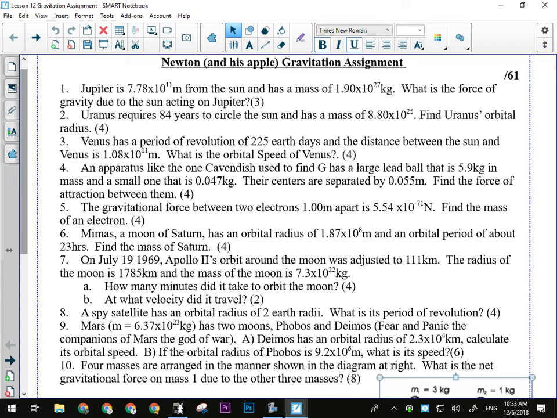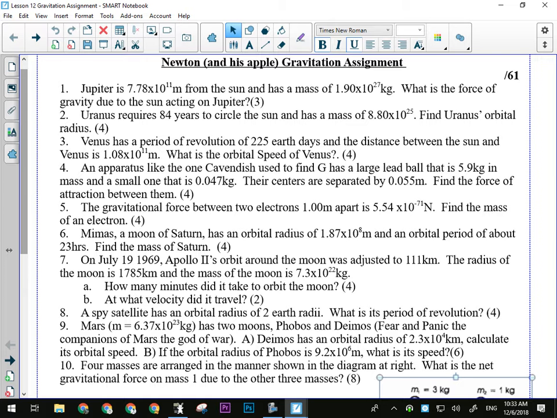Obviously, number one, there's not much to tell you. You're just looking for the force of gravity between Jupiter and the sun. For question number two, they've given you some information about Uranus and asked you to find Uranus's orbital radius. There may be more than one way to do that one. Question number three, they're giving you some information about Venus, and they're looking for the orbital speed of Venus. There may be more than one way to do that one.